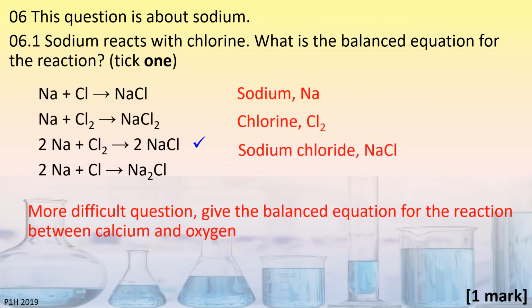Now we have the correct formula for each substance, we can work out the balanced equation. Only one of the 4 options has got sodium as Na, chlorine as Cl2, and sodium chloride as NaCl, so it has to be the third choice there. However, a more difficult question would be to give the balanced equation for the reaction between calcium and oxygen, and I'll leave that one with you.